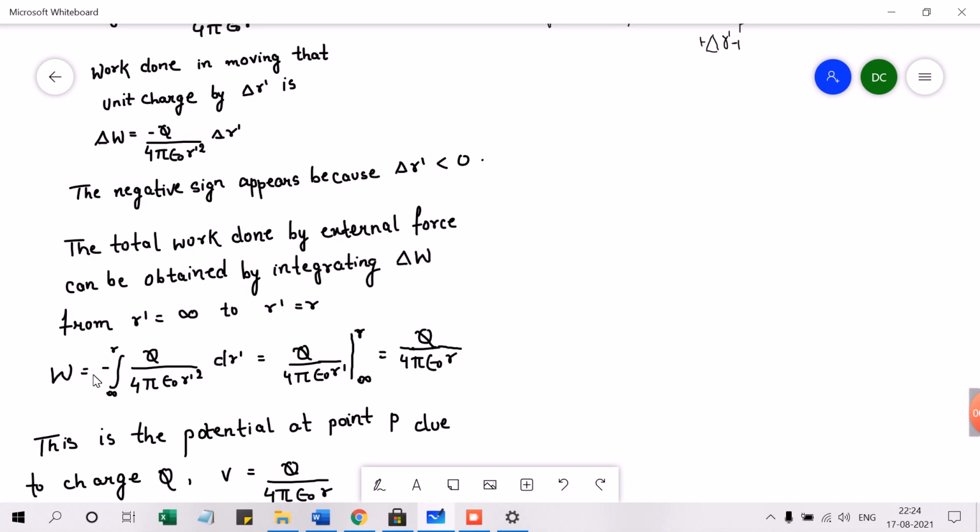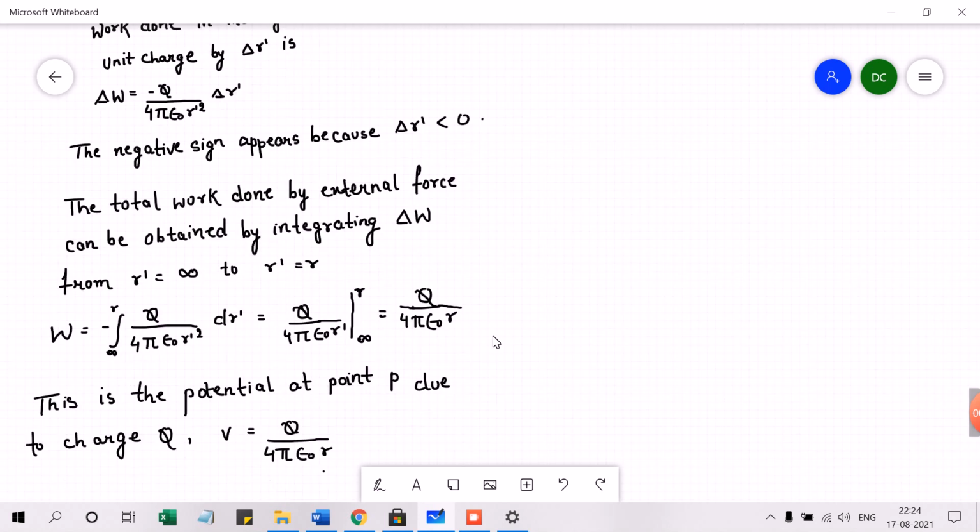So when we integrate, W equals the integral from infinity to r of q by 4 pi epsilon naught r dash square dr, which is going to be equal to q by 4 pi epsilon naught r dash. Here, we know the integration of x to the power n is x to the power n plus 1 by n plus 1. So in place of r dash square it will become r dash, and integrating from infinity to r, it is going to be equal to q by 4 pi epsilon naught r.